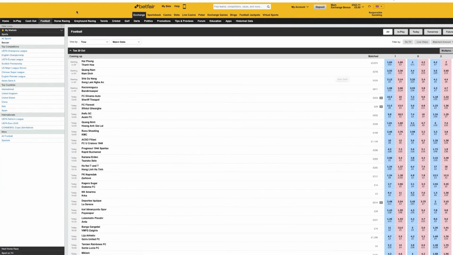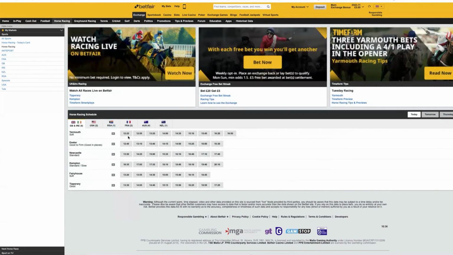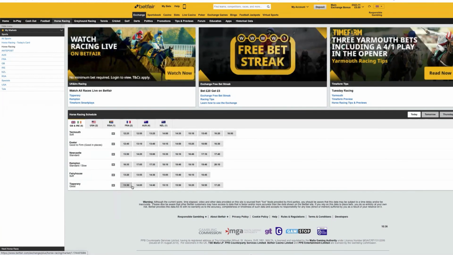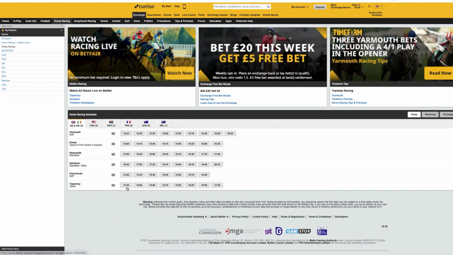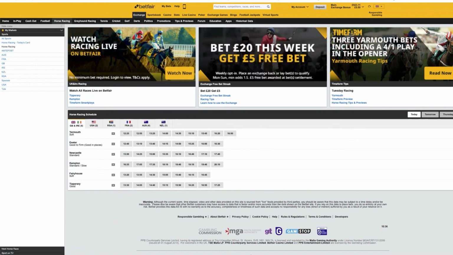Then the racing this afternoon starts at 12:25 at Yarmouth, and we've got 5 meetings today, and then an evening meeting coming from Kempton. So it's going to be a very busy day on the donkeys.